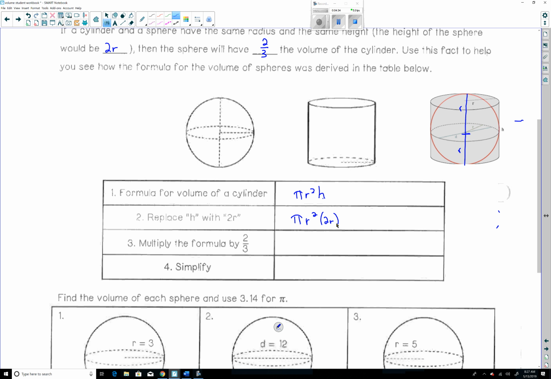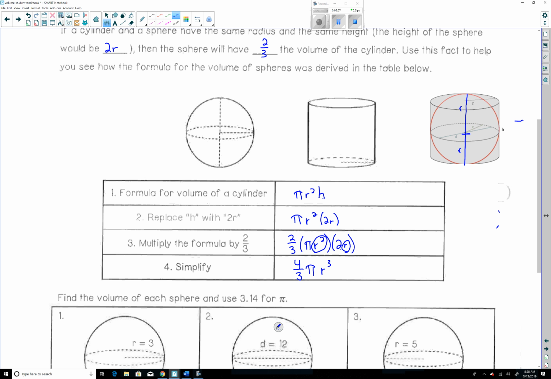And I'll show you some visuals to help you understand this. So 2/3 times pi r squared times 2r. Then we're going to simplify everything. 2/3 times 2 is going to be 4/3. Pi stays pi. Then we have r to the second power times r. r to the second power times r is going to be r to the third power.